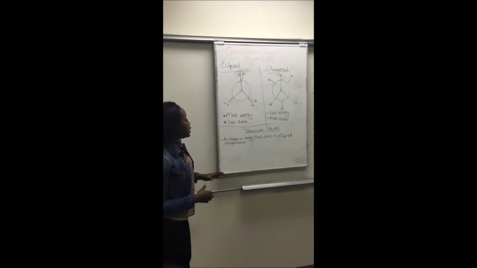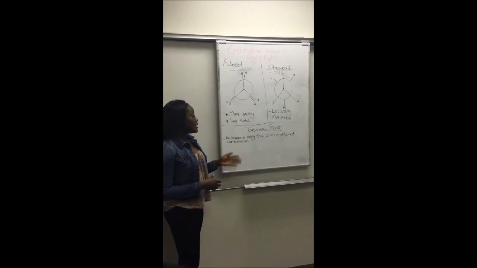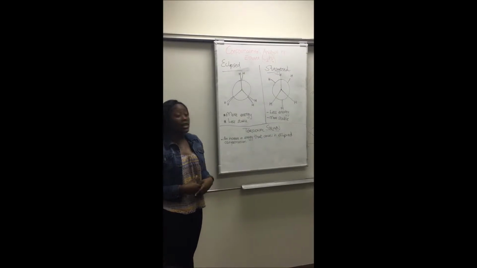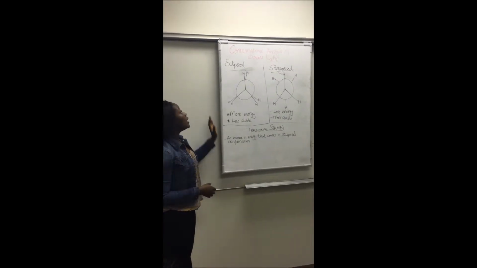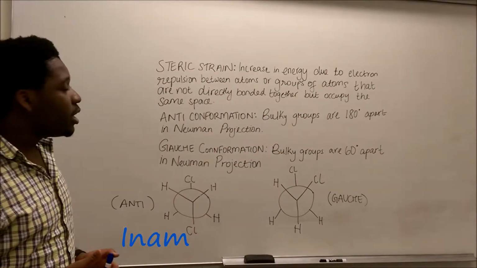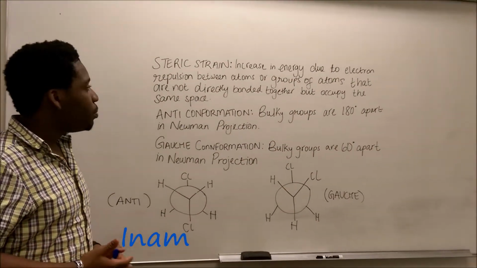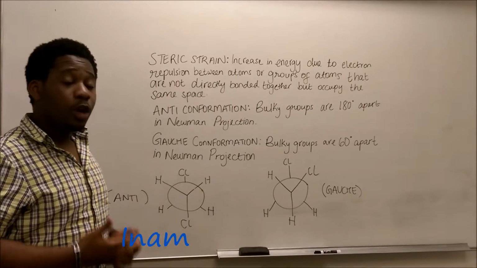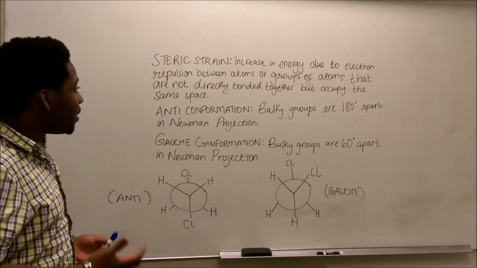Now, torsional strain is an increase in energy that arises in eclipsed conformation. That is why in an eclipsed conformation we have more energy. Steric strain is the increase in energy due to electron repulsion between atoms or groups of atoms that are not directly bonded together but occupy the same space.